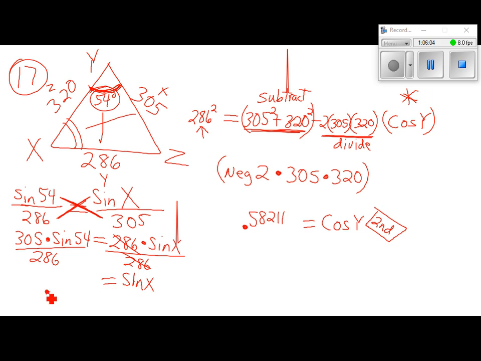Point what? 0.8628. Everybody agree with that? Now, is that our answer? No. Now we have to hit what on our calculator? Second, and this time sine instead of cosine, so second sine of 0.8628. What's that give us? 59 or 60. If you want to round it off, 60 degrees. Everybody agree with that?